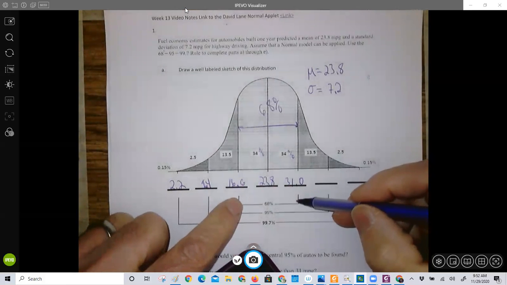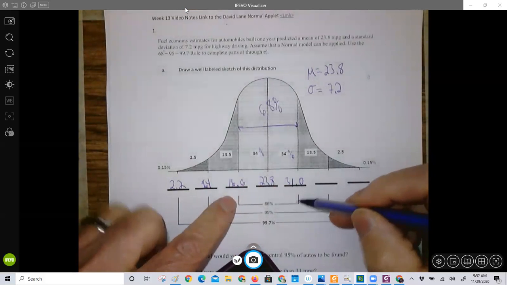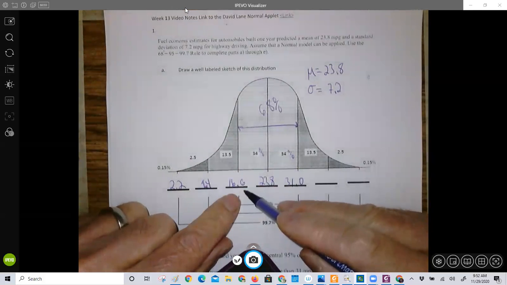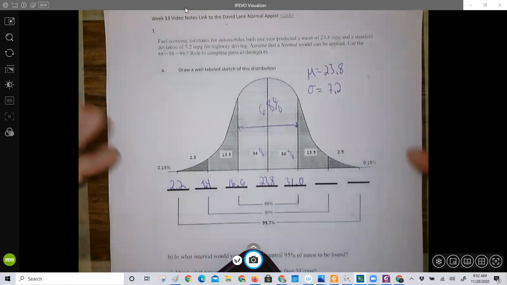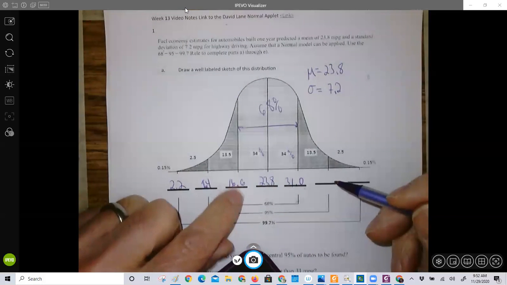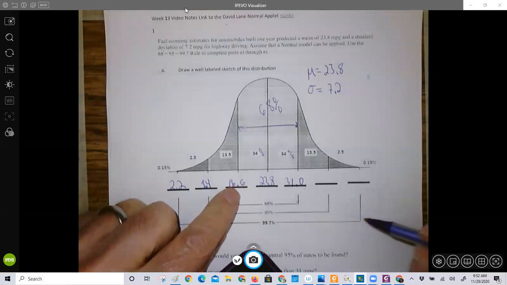So you see how 68% of the distribution will fall in there. This tells us that 68% of the cars will have gas mileages between 16.6 and 31.0. This is definitely old data. There's no way cars are getting 16.6 miles per gallon again, unless it's a real old V8.